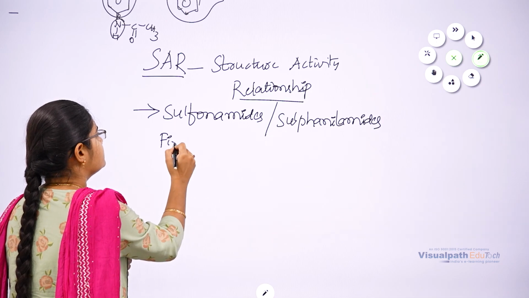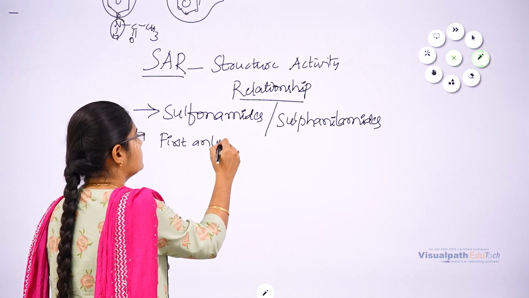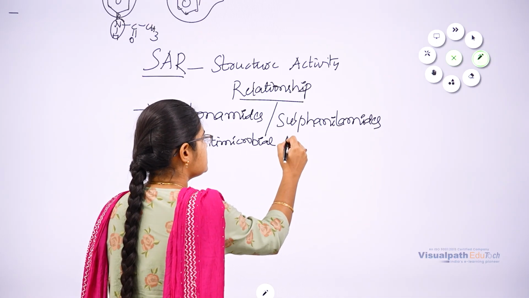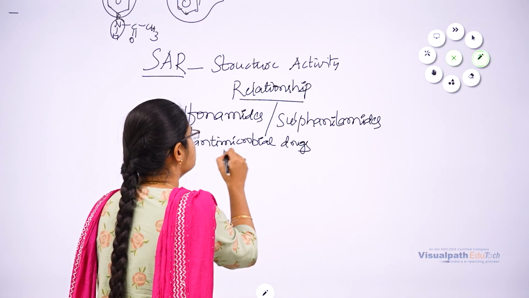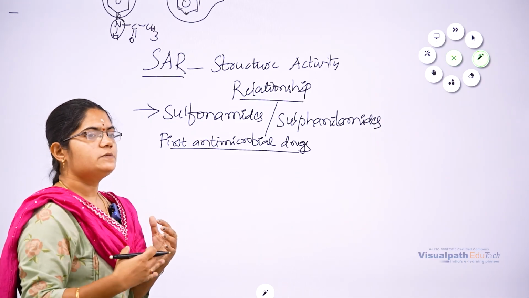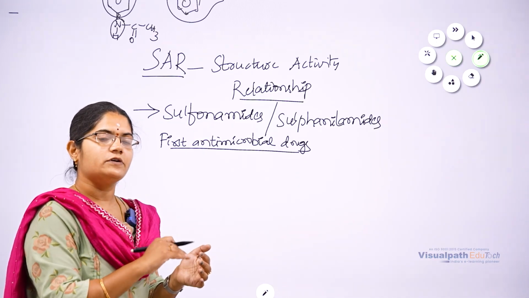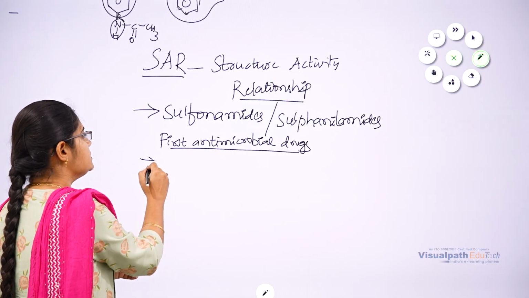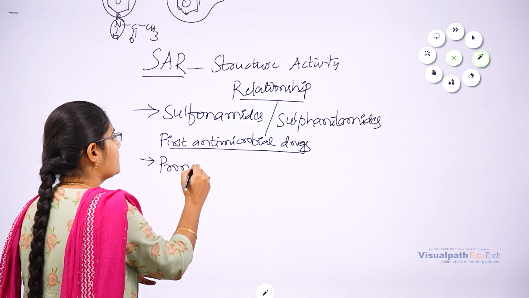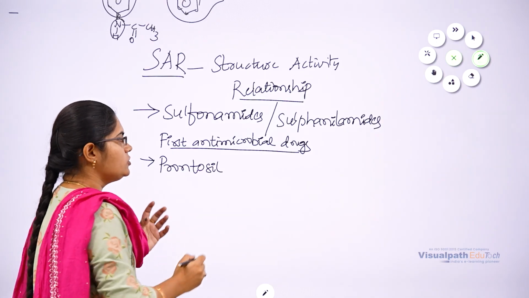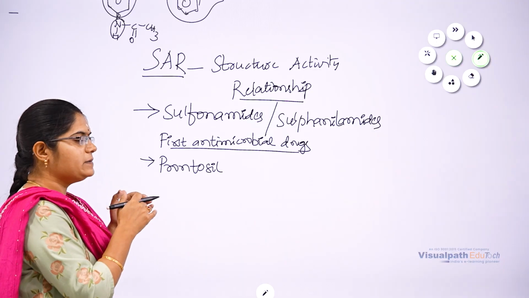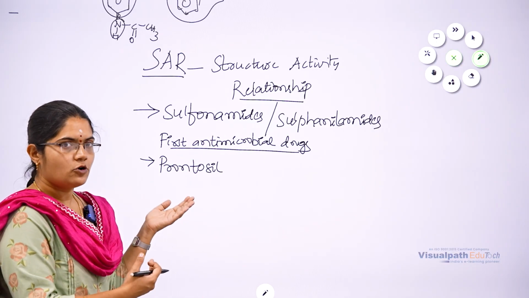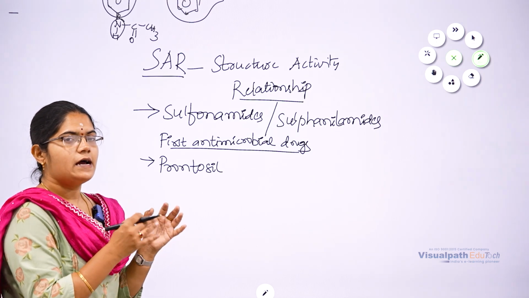The first antimicrobial agents or drugs which have broad spectrum of activity against bacterial infections in both humans and animals. The first identified drug is Prontosil. Prontosil means the antibacterial drug commercially available in the market which belongs to the sulfonamide category. It is the first antimicrobial drug identified.